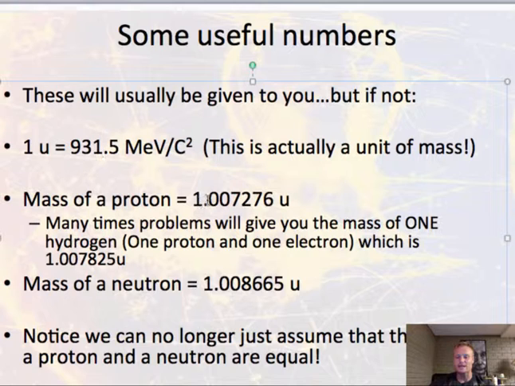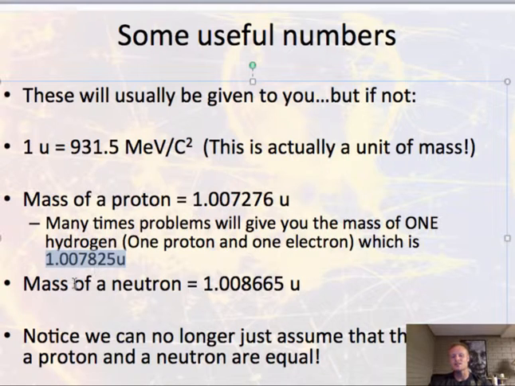The mass of a proton is this big long number right here, 1.007276 U. A lot of times, problems won't give you just the mass of a proton. Instead, they'll tell you the mass of one hydrogen atom, which is one proton plus one electron. If they give you that, then the mass is this number right here. Notice it's a little bit bigger because you now have an electron mixed in with the proton.